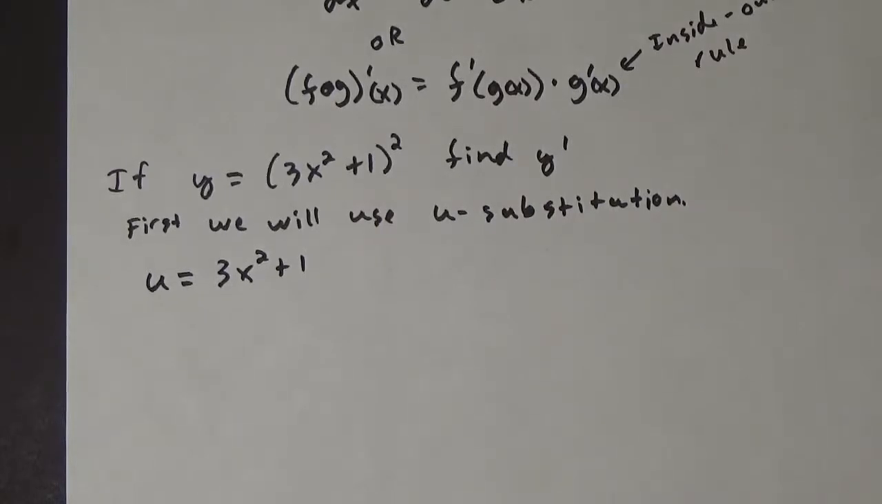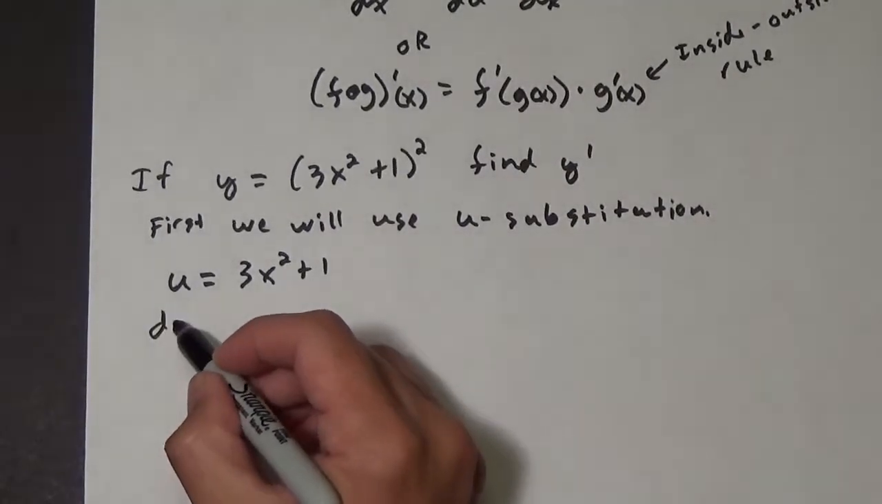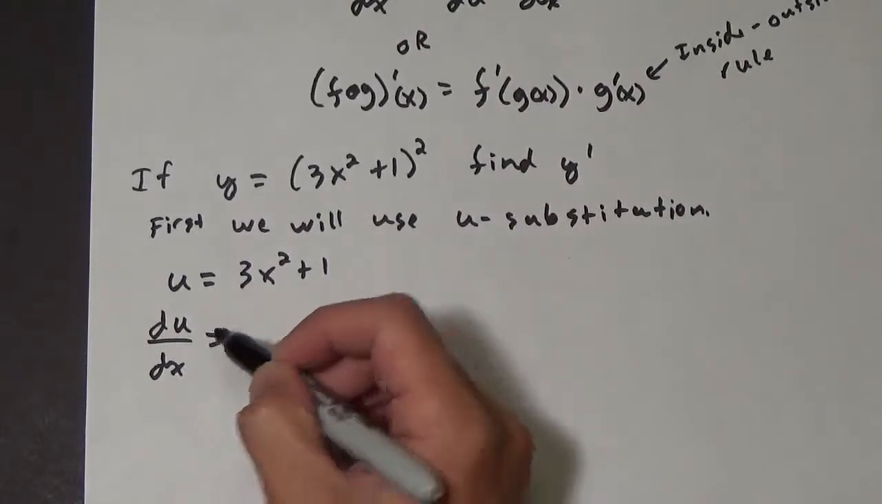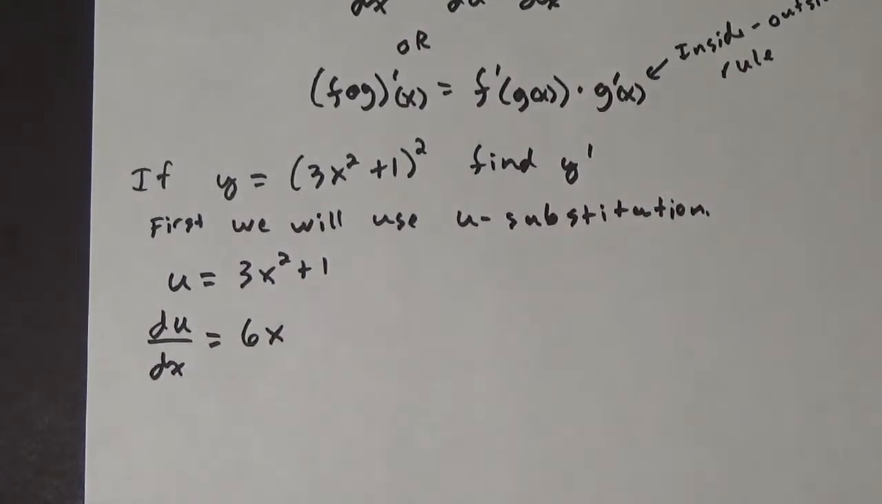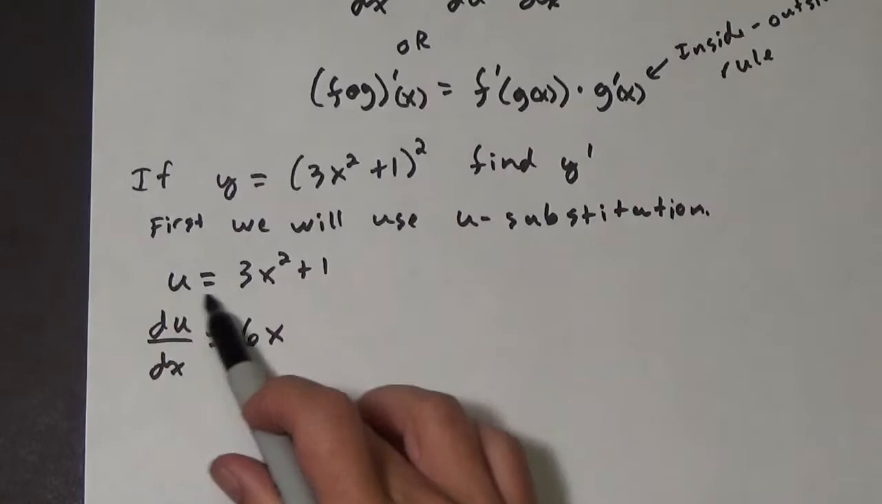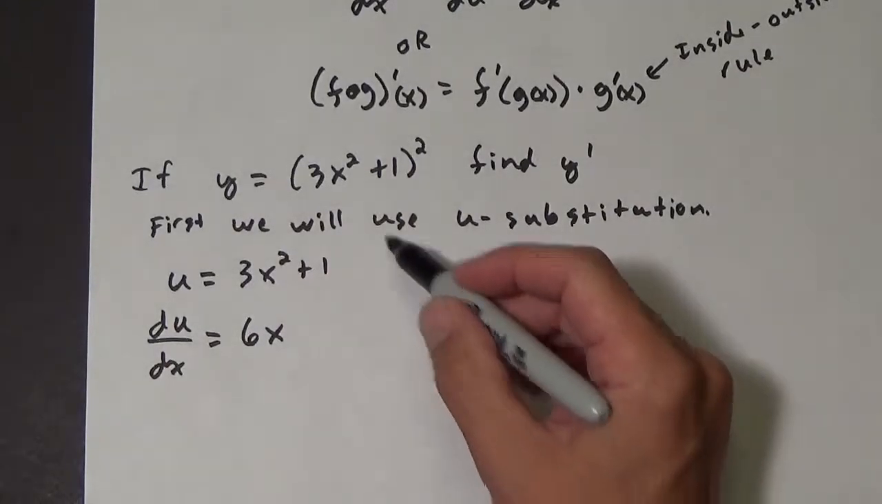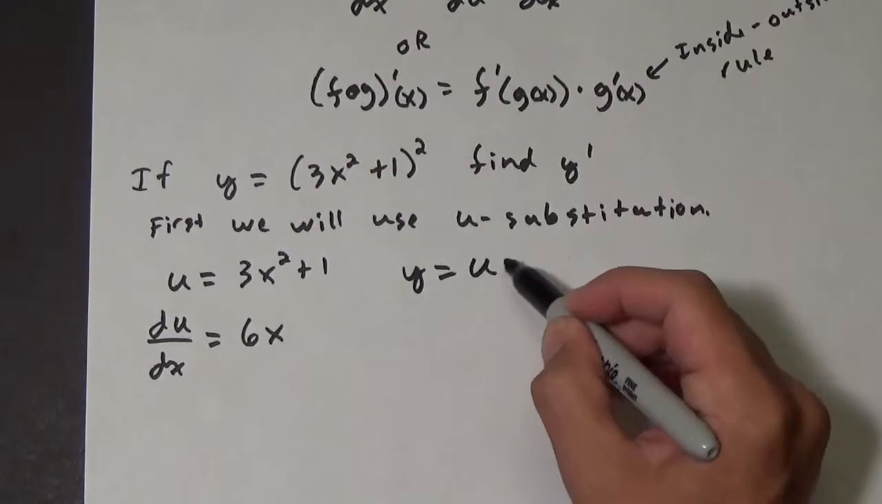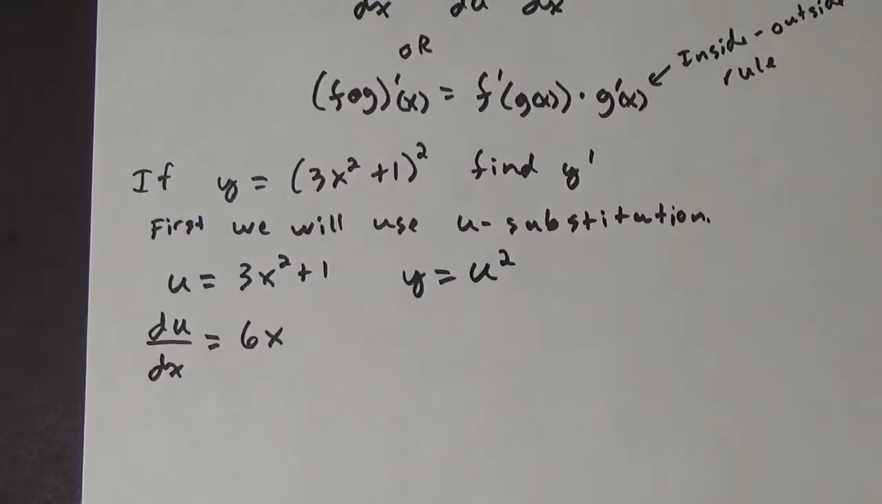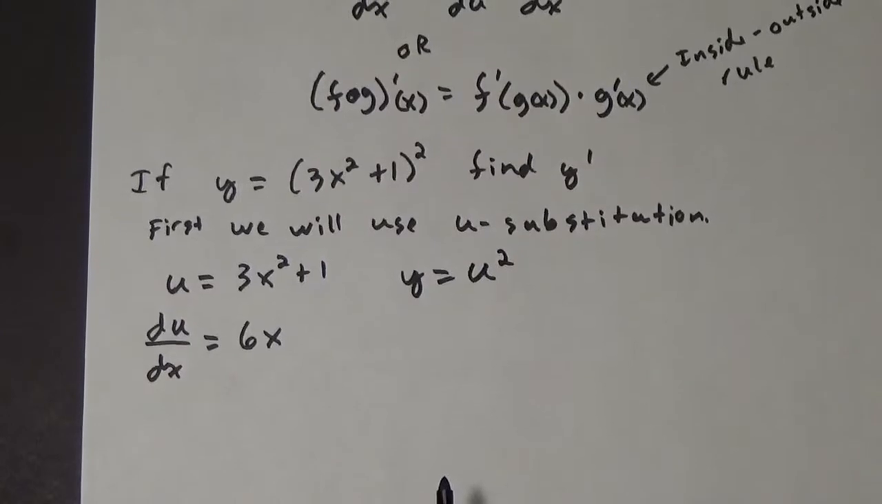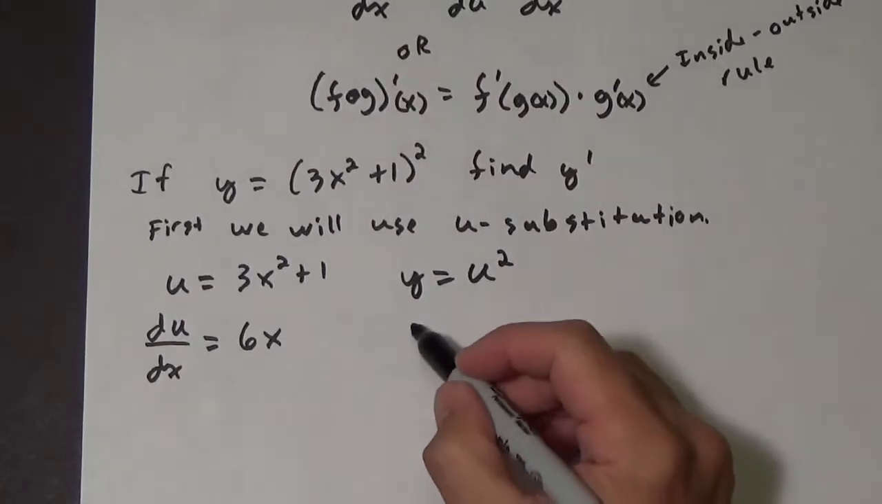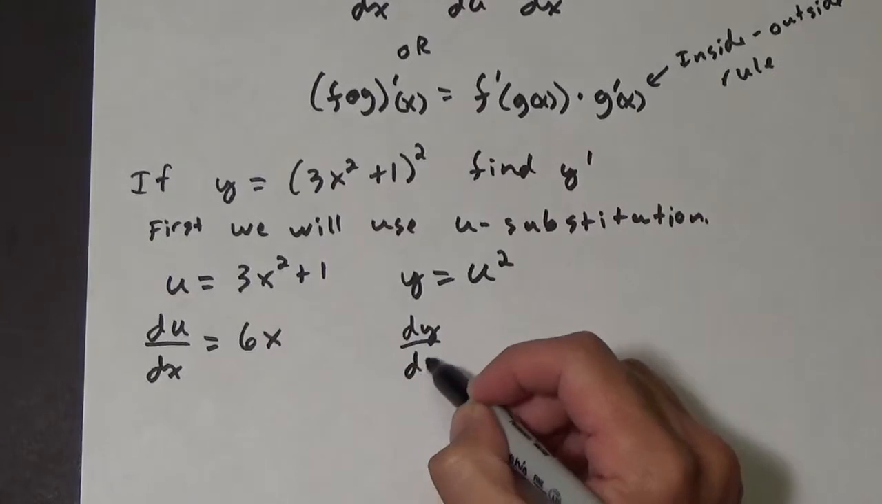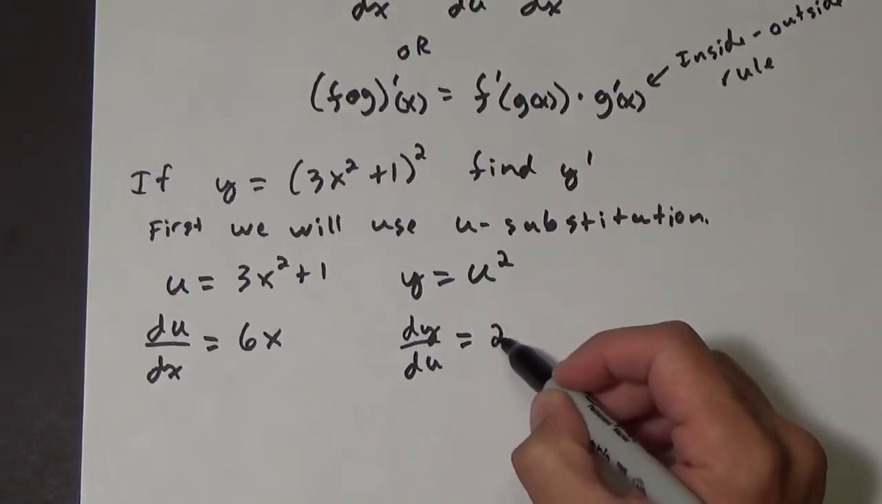Alright, so now we're going to find the derivative of u with respect to x. So that means du dx equals 6x. Now once we've figured out that u was 3x squared plus 1, we now can say that y equals u squared, because that's what we're substituting in for y. So that means dy du is 2u.